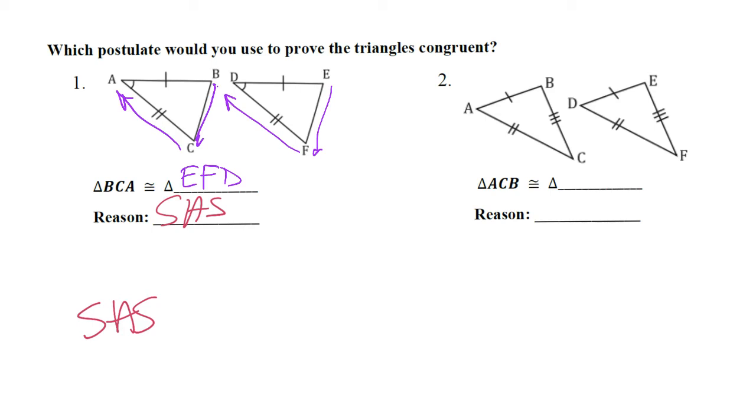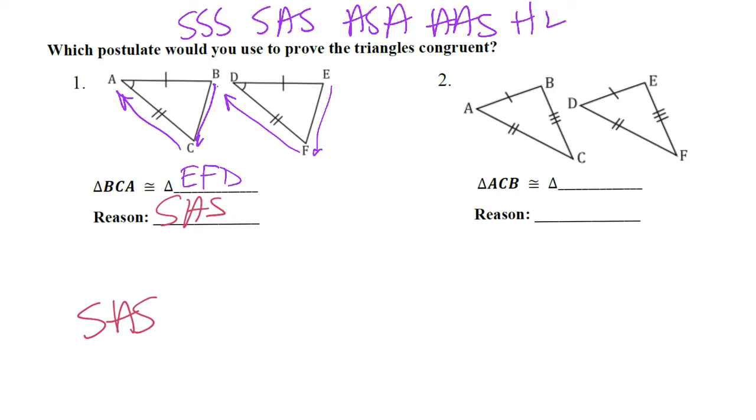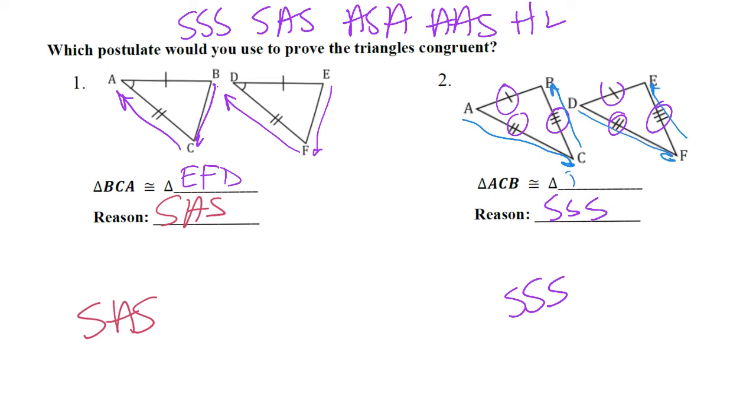So we don't have any angles marked. Your options are always, and I guess I should write these up here: side, side, side; side, angle, side; angle, angle, side; and hypotenuse leg. Those are all four of your answers every time. So here we have one set of sides, a second set of sides, and a third set of sides. So S, S, S. So then A to C to B, D to F, T. There we go.